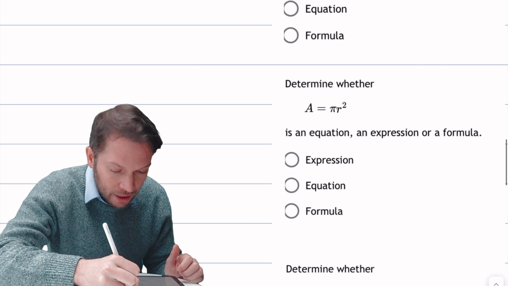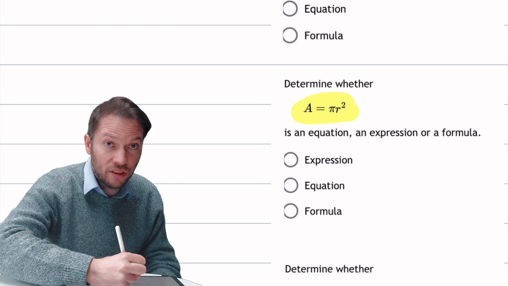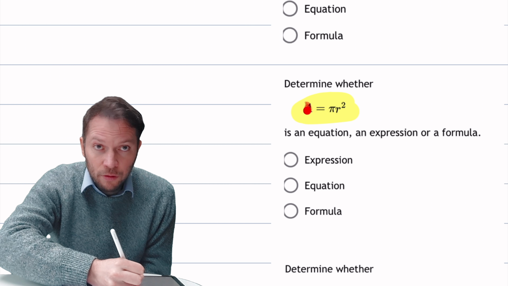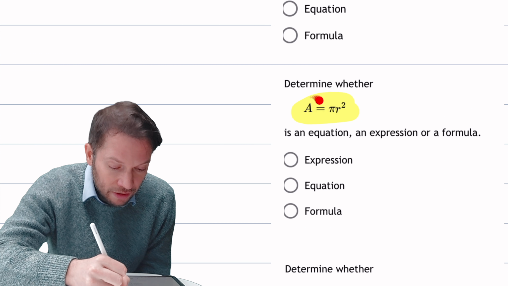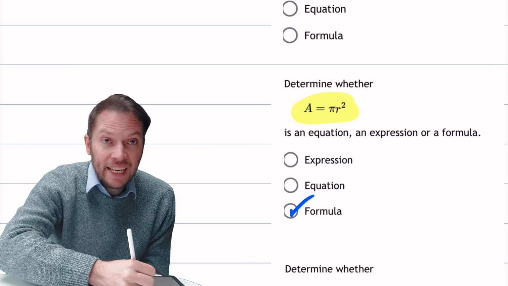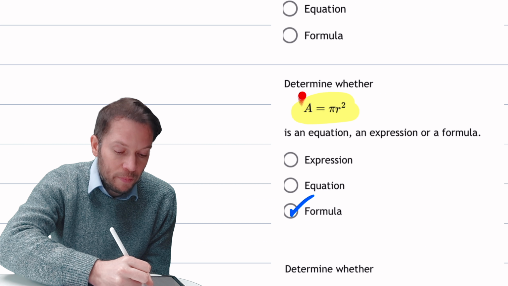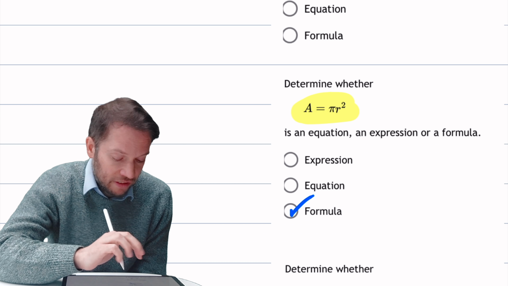Next one. We've got an equals here. So because of the equals, it's going to be an equation or formula. But we do have a single variable on the left of the equals. So that's going to be a formula. And this formula we'll see later, it's the area of a circle. So it allows us to work out the area of a circle based on the radius of the circle. We'll explore these terms later.